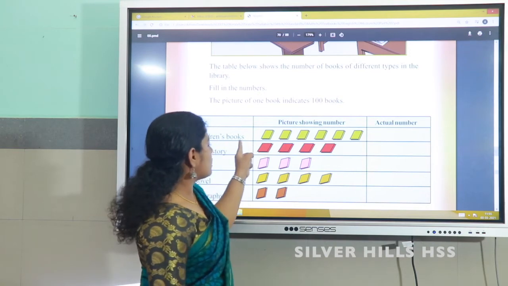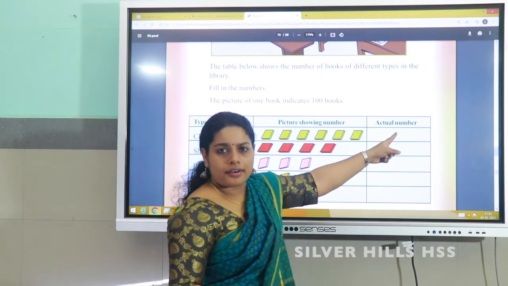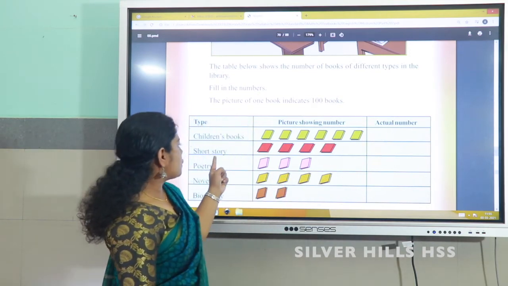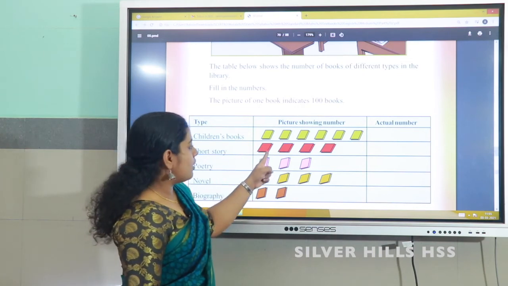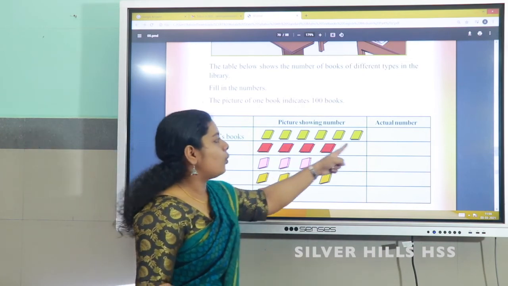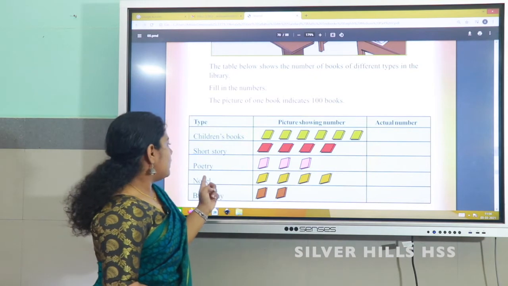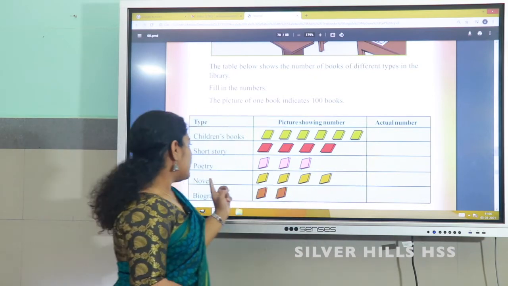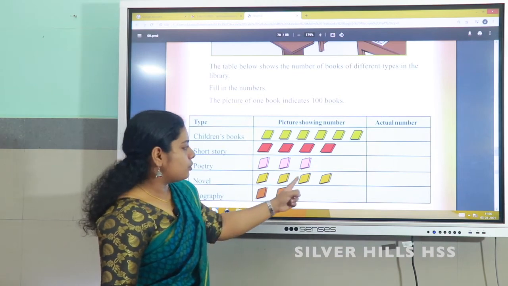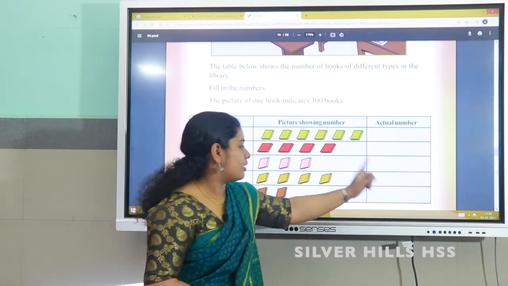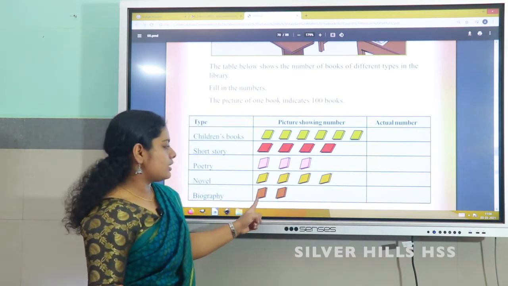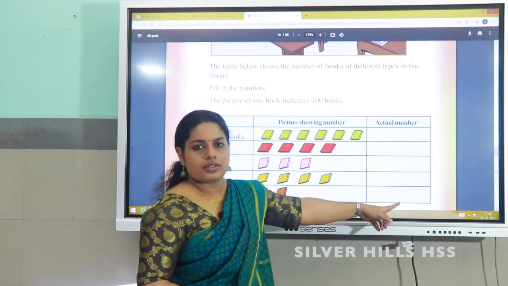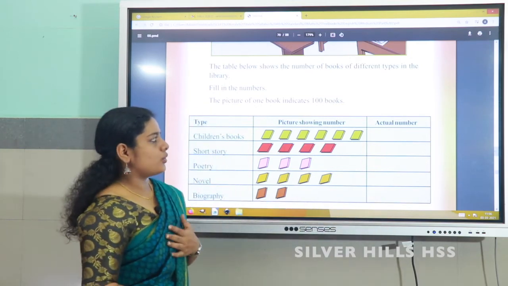So the number of children's books is 600, and the number of short story books is 100, 200, 300, 400. Okay, and poetry books 100, 200, 300. And what about novel? 1, 2, 3, 400. And biography books is 1, 2, 200. Okay. This is pictorial representation.